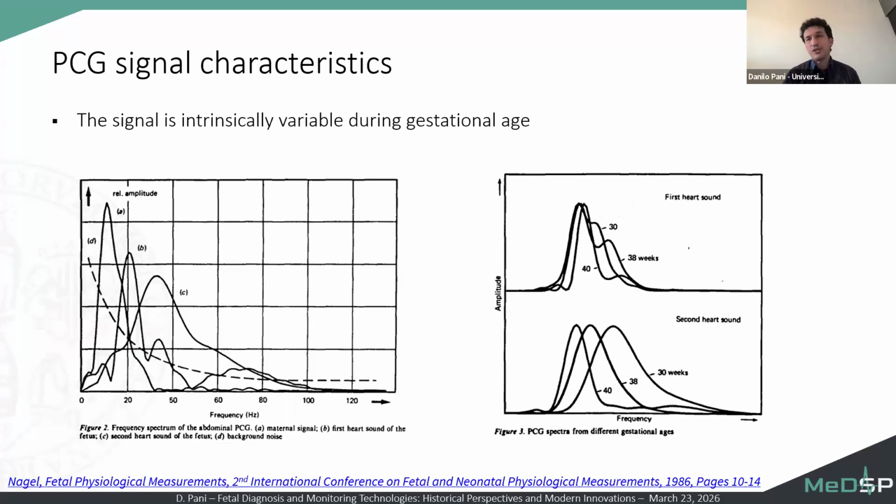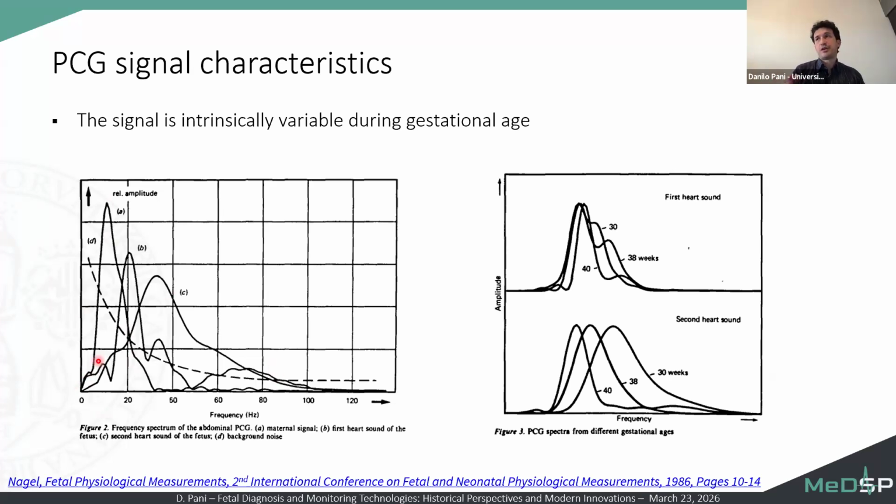According to the heart rate of the baby and to the size of the heart, during pregnancy, the spectrum of this signal changes. In this picture, you can see clearly the spectrum of the mother, which is this first peak that is at a lower frequency compared to the other, which are related to the baby.